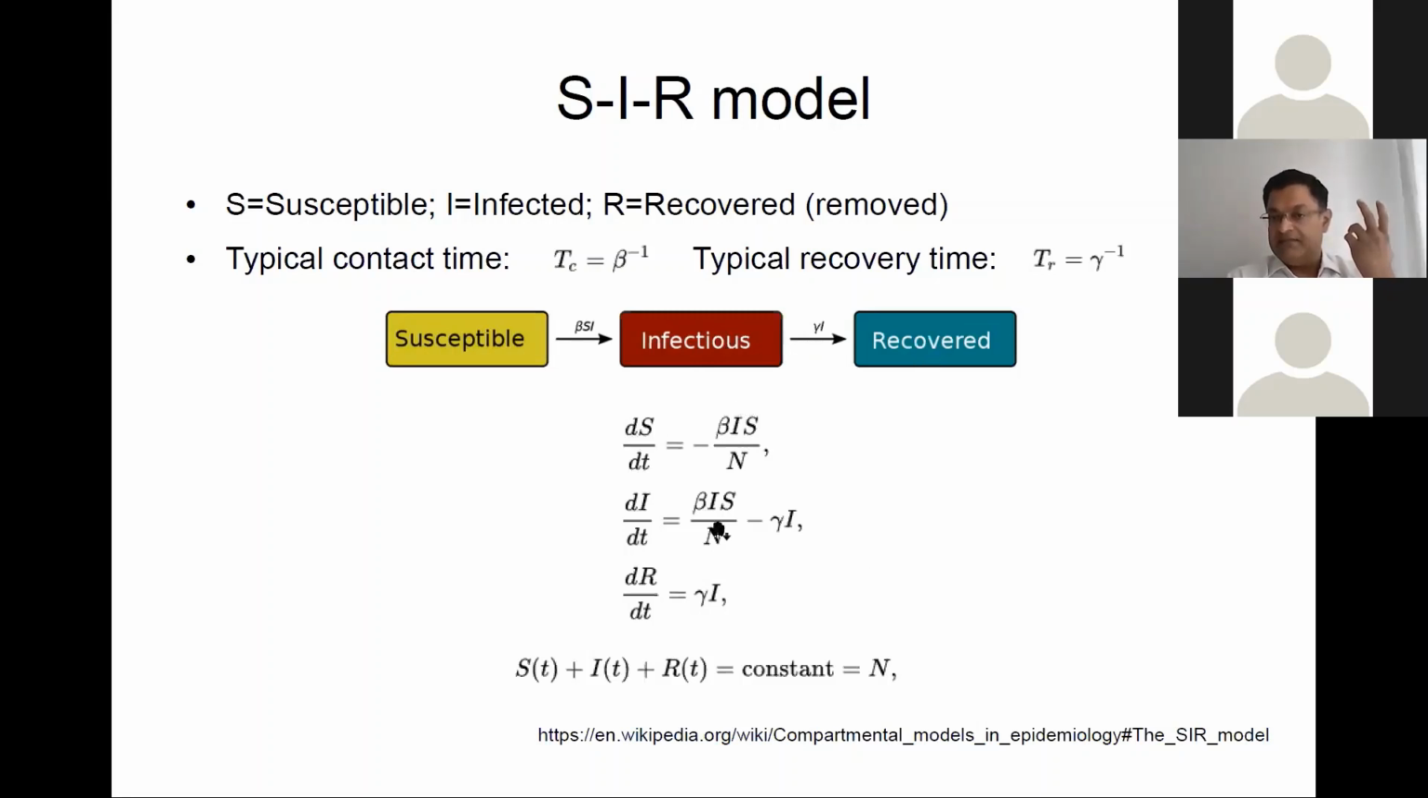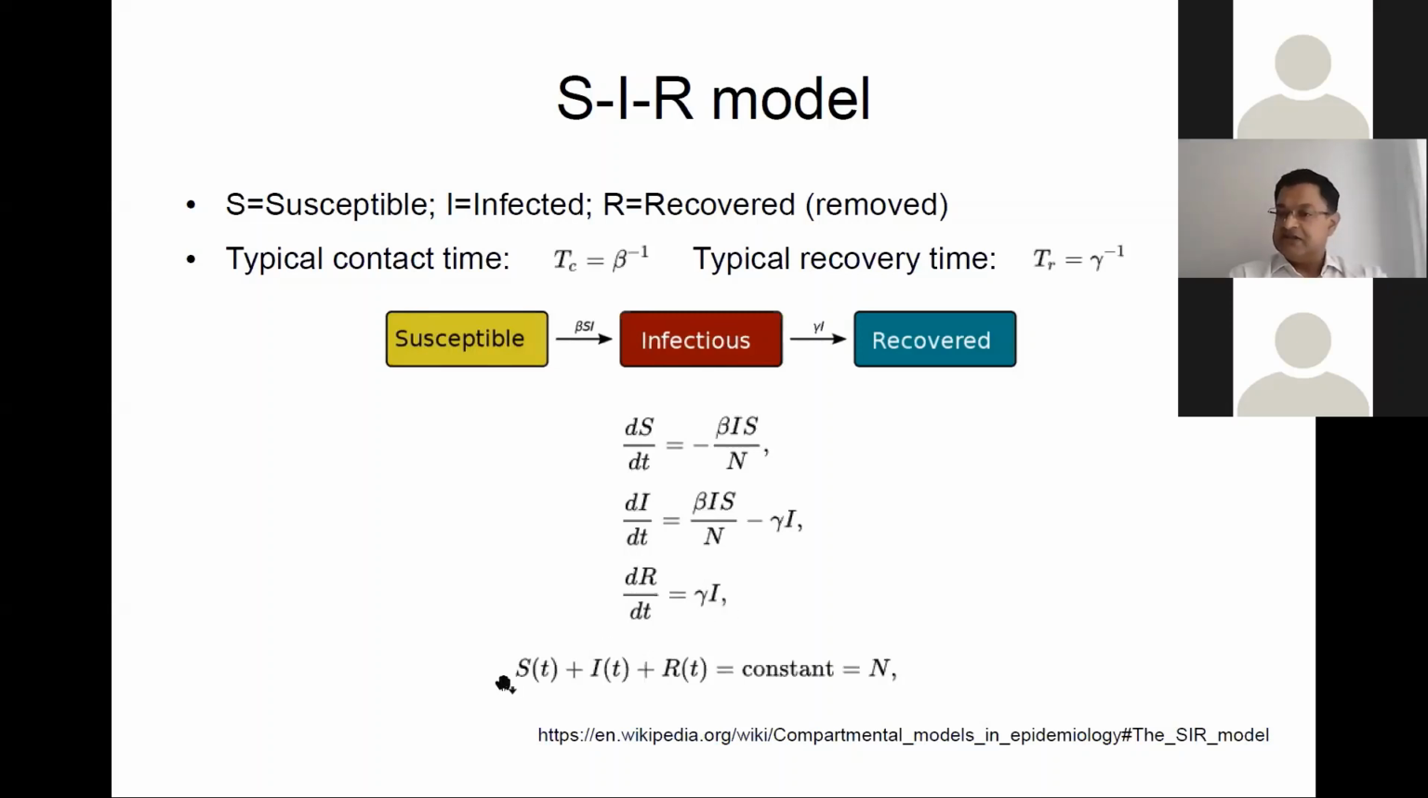So the rate of recovery, if you assume that that is gamma, then dI/dt will be beta times I times S over N. That's the rate at which the susceptible people become infectious, minus the rate of recovery times the number of infected people. So minus gamma I. The rate of recovery is simply gamma I.